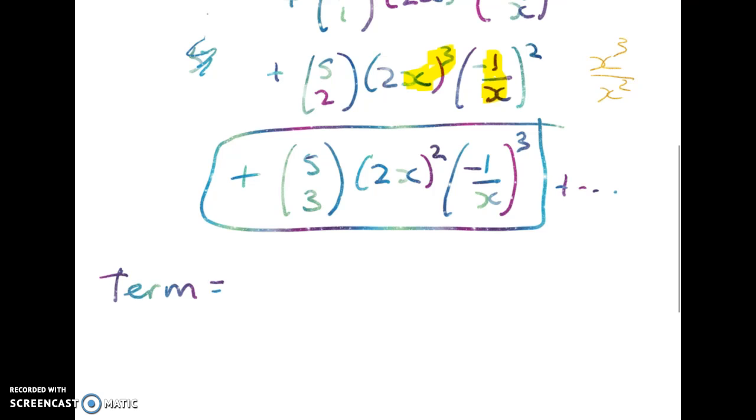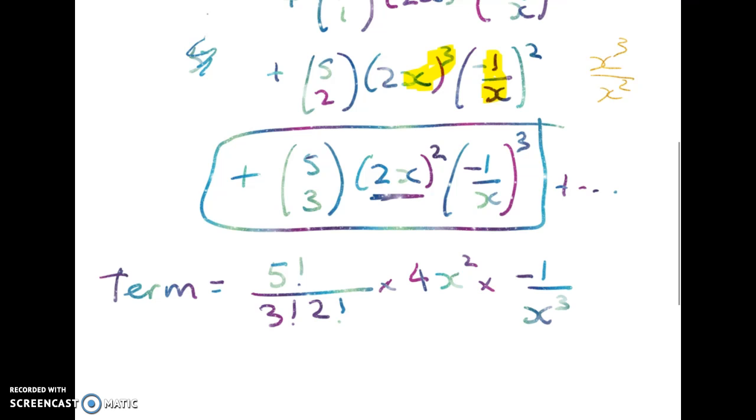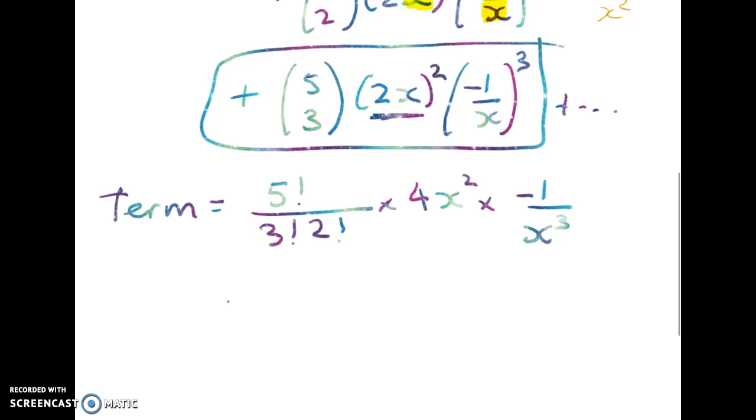So what's 5 choose 3? Well, there's several ways to work this out. The first way is to say what's the definition of a combination, and that's nice revision for probability, so we'll look at that. So it's this number here, how many ways to choose 3 objects out of 5. And then here we've got 4x squared, and here we've got negative 1 over x cubed. So if I clean all of that up, let's have a look at how this simplifies.